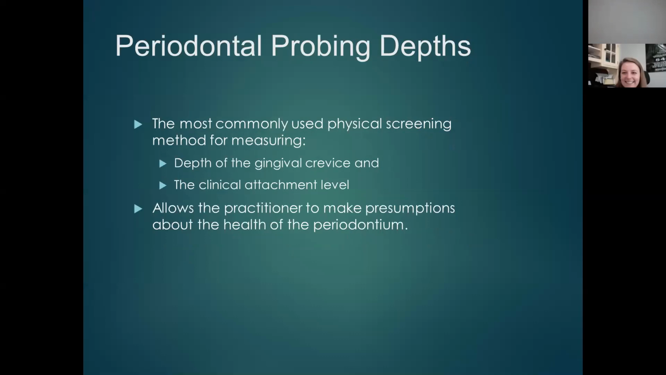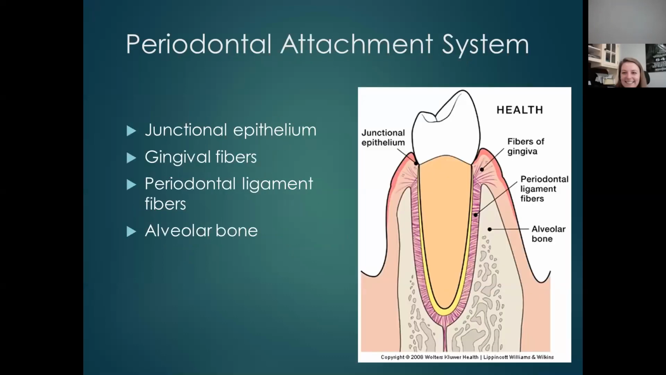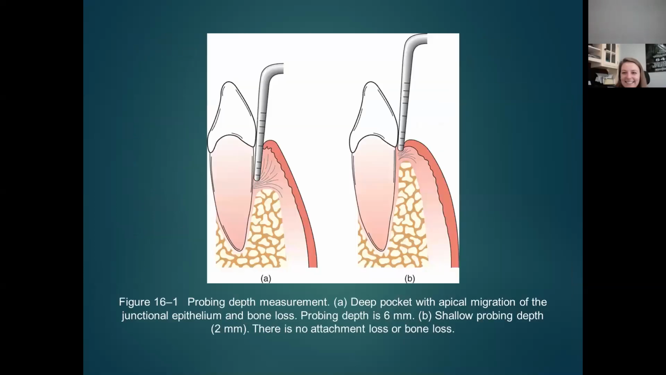So the most commonly used screening device is measuring with a periodontal probe. We're looking at the depth of the gingival crevice as well as the clinical attachment level. And this allows you to make presumptions about the health of the periodontium. So you've seen this picture dozens and dozens of times. You want to know where the junctional epithelium is. You know the gingival fibers, which connect the neck of the gingiva around the tooth, the periodontal ligament fibers, the PDL, as well as the alveolar bone.